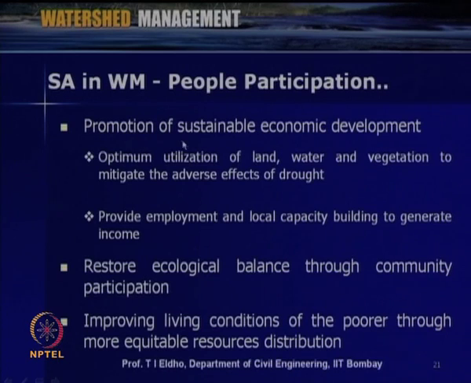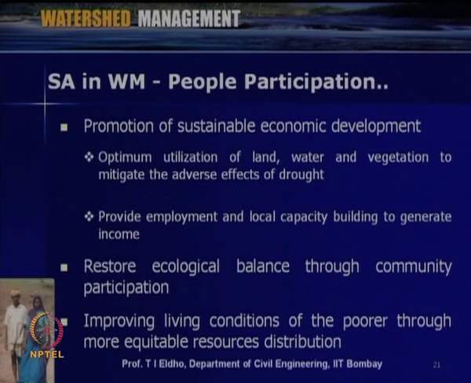As far as people participation is concerned, we will be looking at the promotion of sustainable economic development for the particular area, then optimum utilization of land, water, and vegetation to mitigate the adverse effects of droughts and floods for the particular watershed, then providing employment and local capacity building to generate income, so that total upliftment takes place. Then restoring ecological balance through community participation. One of the important aspects in watershed management is ecologically sustainable development. So, we can achieve ecological balance through people participation, and then improve the living conditions of the poorer through more equitable resource distribution. These are some of the important aspects of people participation in any watershed management plan.